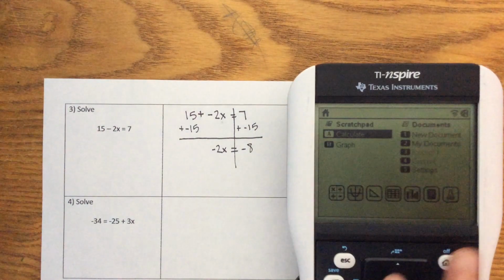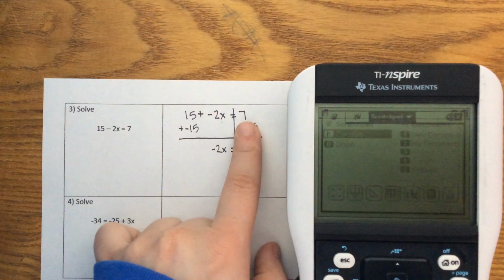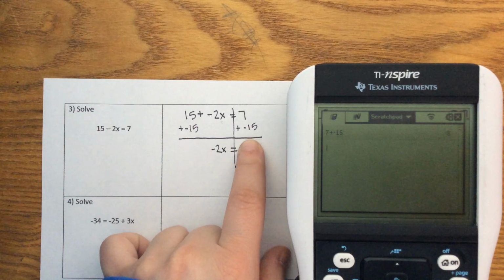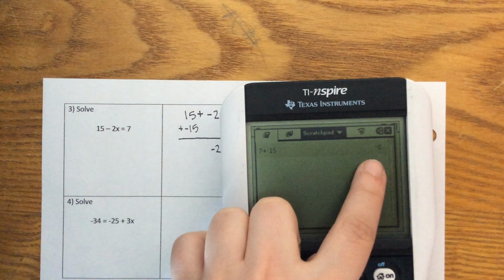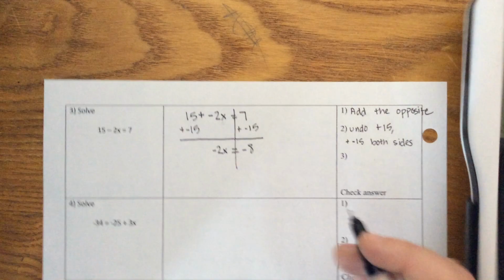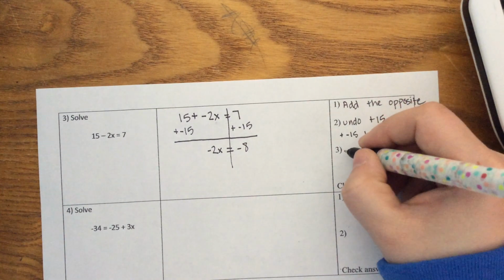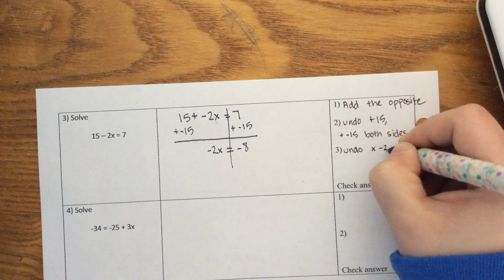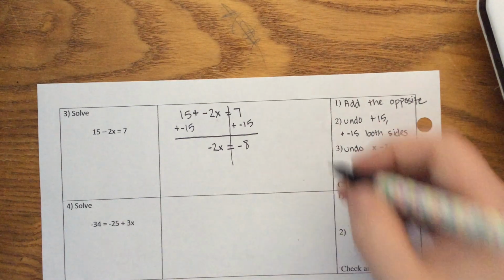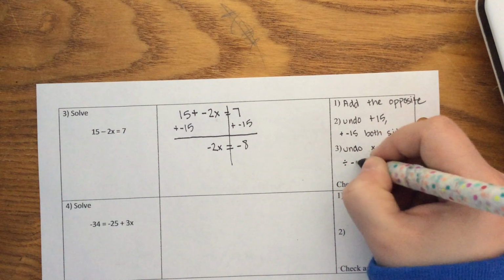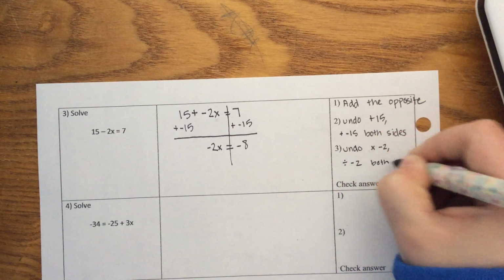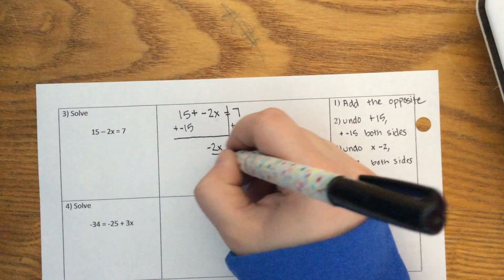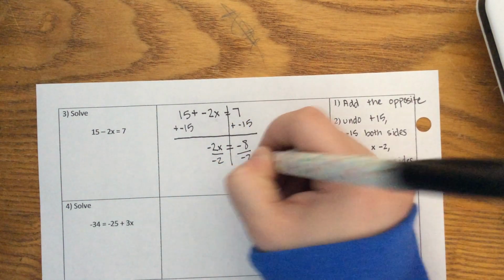If you wanted to use a calculator to check that, that's totally fine. So 7 plus negative 15. And that is negative 8, so that did work. Okay. Now we have to undo multiplying by negative 2. So to undo multiplying by negative 2, we're going to divide negative 2 on both sides. So I'm going to divide by negative 2, divide by negative 2.